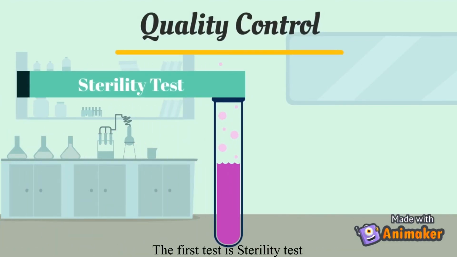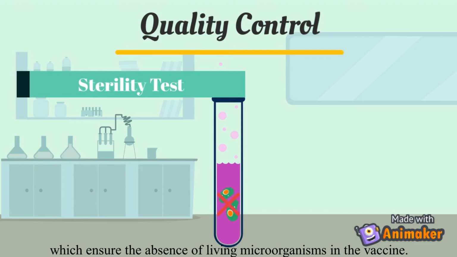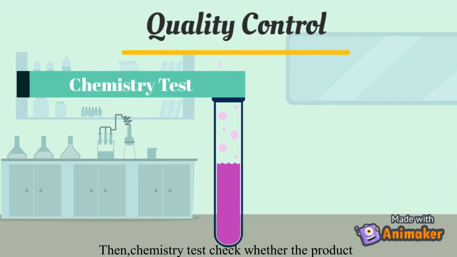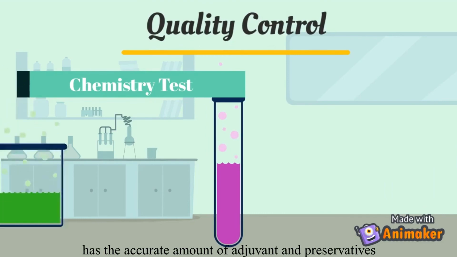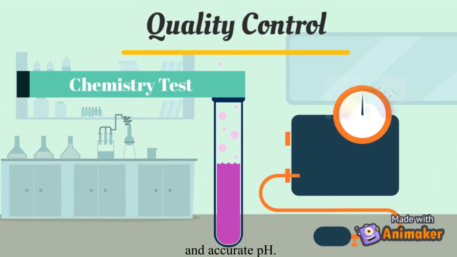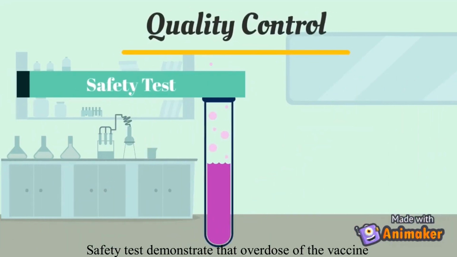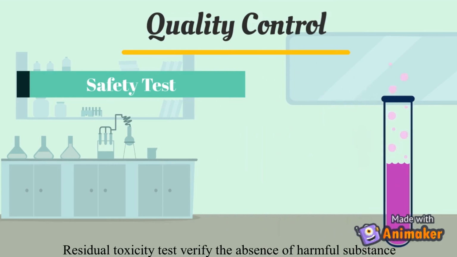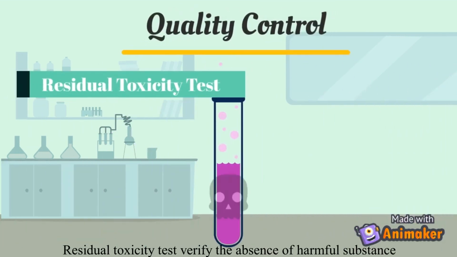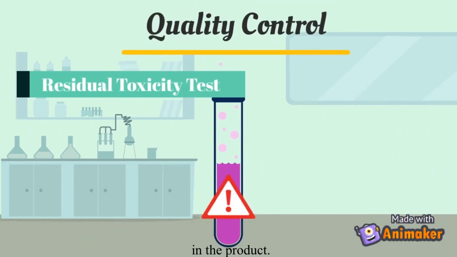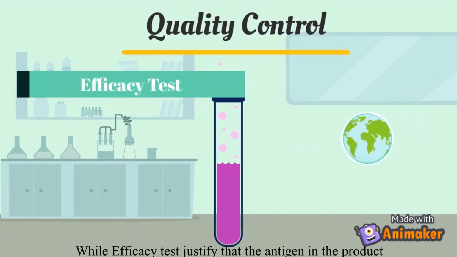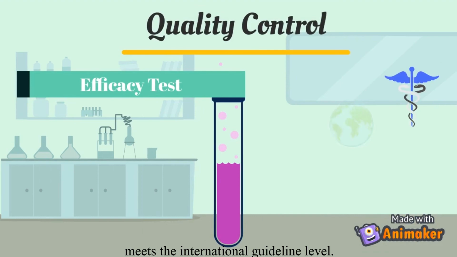The first test is sterility test, which ensures the absence of living microorganisms in the vaccine. Then, chemistry test checks whether the product has the accurate amount of adjuvant and preservatives and accurate pH. Safety tests demonstrate that overdose of the vaccine is harmless. Residual toxicity tests verify the absence of harmful substance in the product, while efficacy tests justify that the antigen in the product meets the international guideline level.